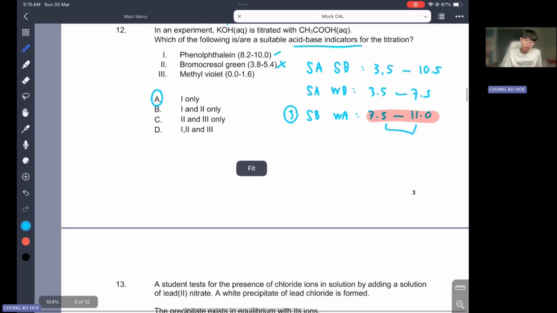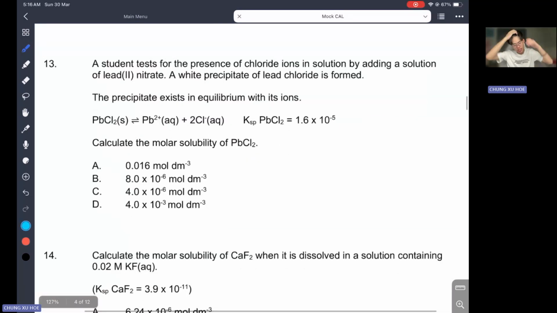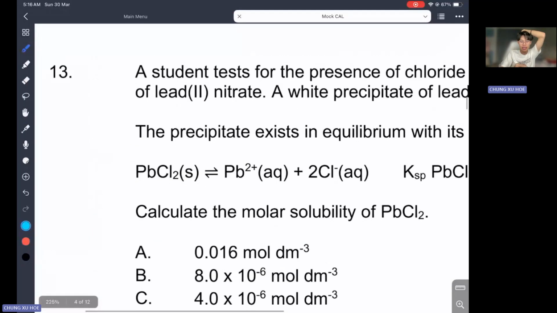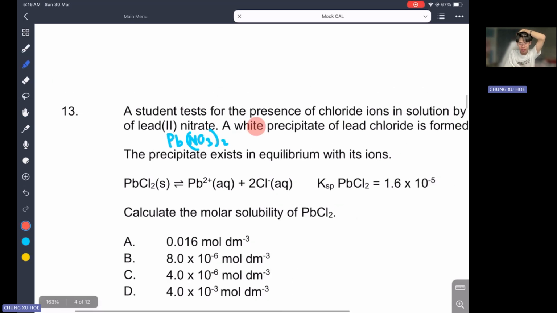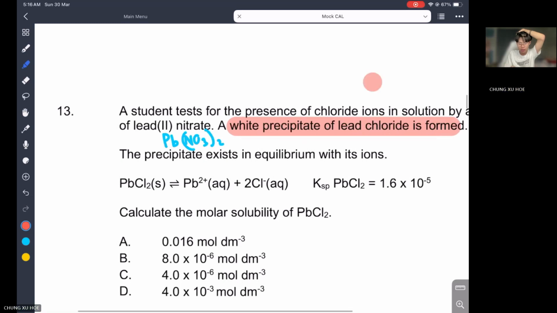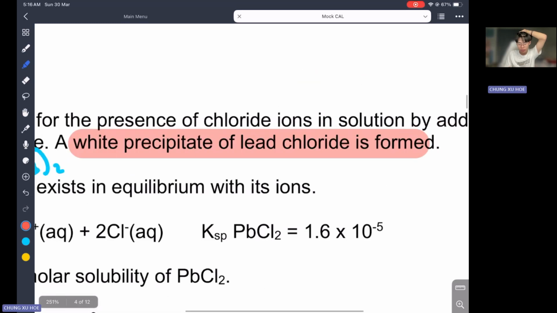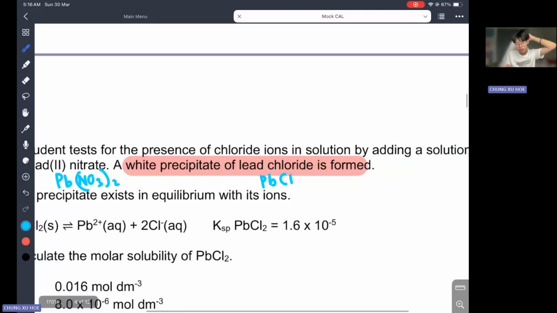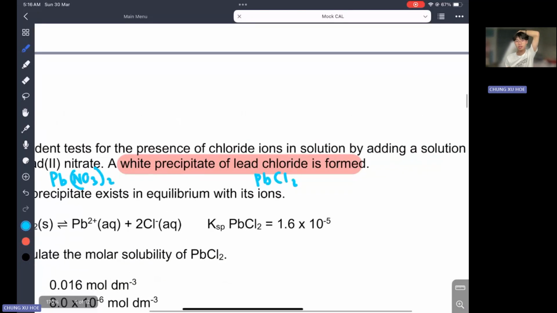Yes. Question 13. A student tests for the presence of chloride ions in a solution by adding a solution of lead nitrate, Pb(NO3)2. The result is positive: a white precipitate of lead chloride is formed. That means PbCl2, sorry. You need to know that PbCl2 is an insoluble salt, but it's not totally insoluble, it's just partially soluble.